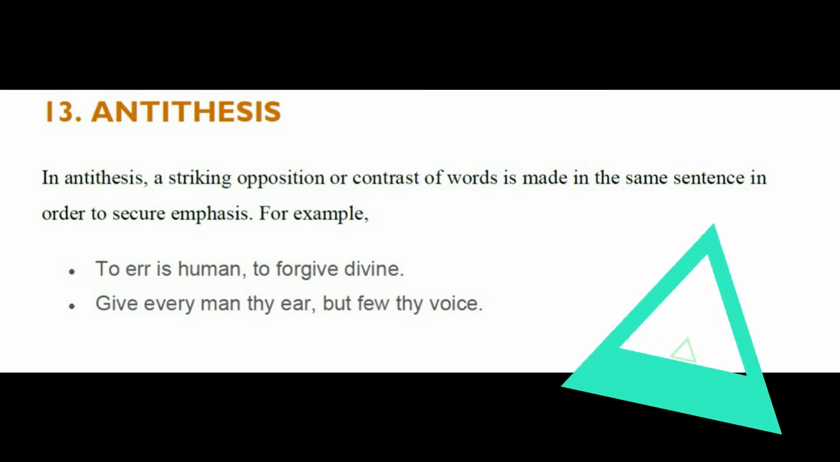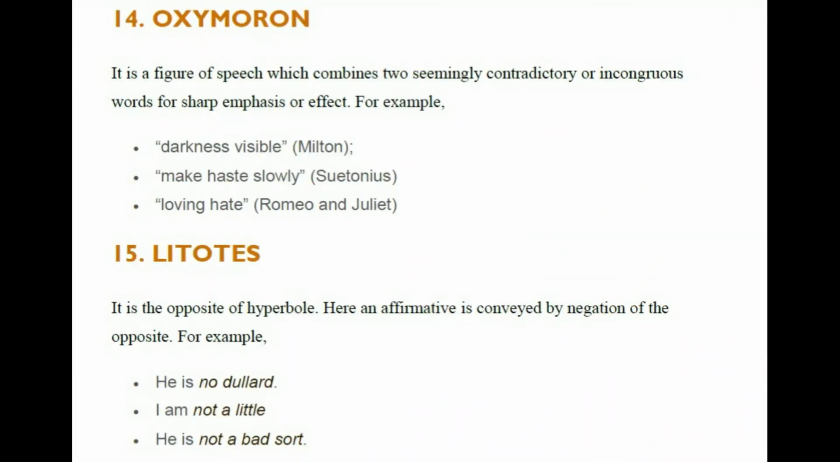Then we have oxymoron. It is a figure of speech which combines two seemingly contradictory or incongruous words for sharp emphasis or effect. A special form of antithesis, where two contradictory terms are united to give the expression of a point. For example, darkness visible. One side we are saying darkness, the other side visible.